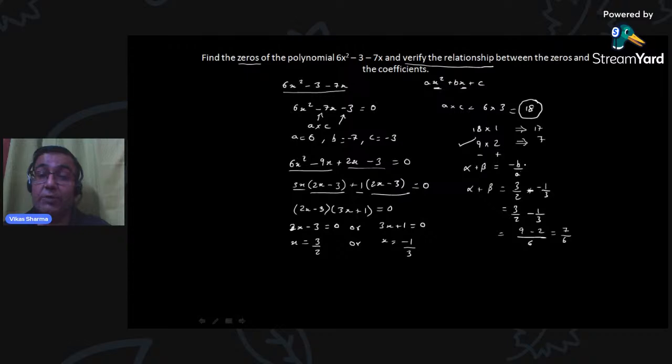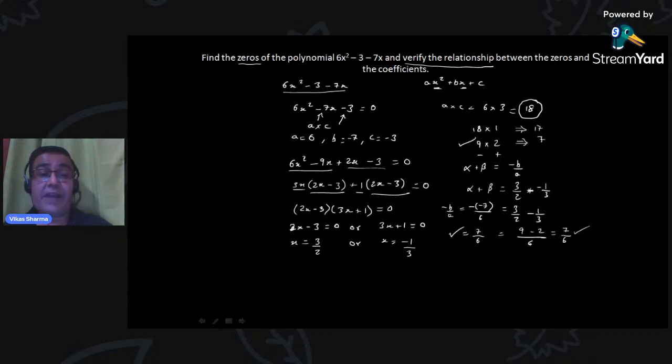And now we know that should be equal to minus b upon a. So what is minus b upon a? B we know is minus 7, so minus of minus 7, and a is 6. So that also gives us positive 7 upon 6, which means that the sum of the roots is indeed minus b upon a. So that has verified the relationship of the sum of the roots with the coefficients.